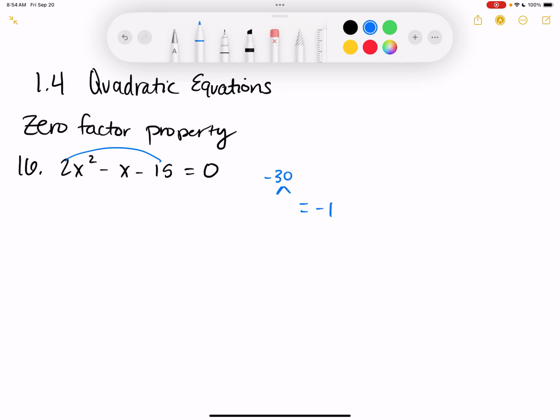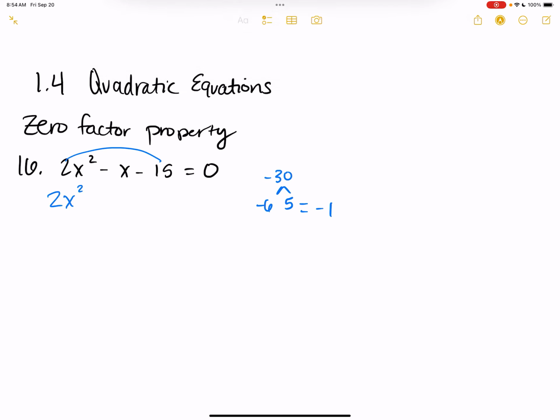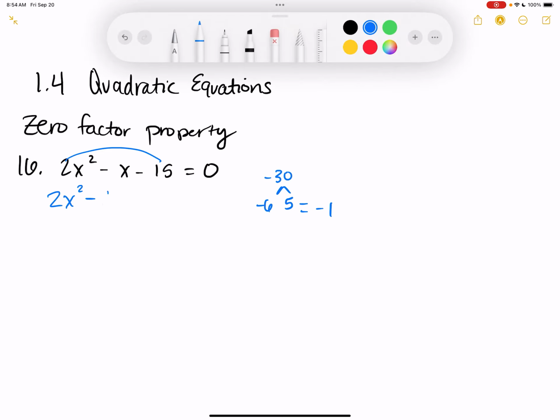What would those be? And which one's going to be negative? Yep. So this is negative, so the bigger number needs to be negative. So -6 and +5. So 2x squared minus 6x plus 5x minus 15. You don't want to forget that equals 0 part.